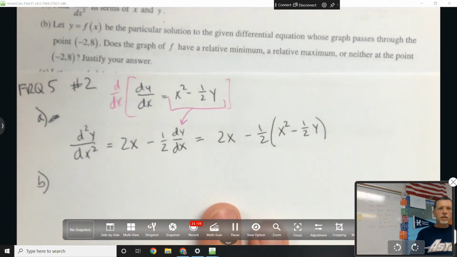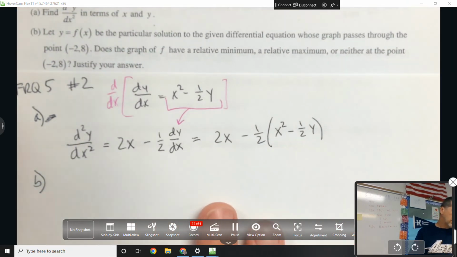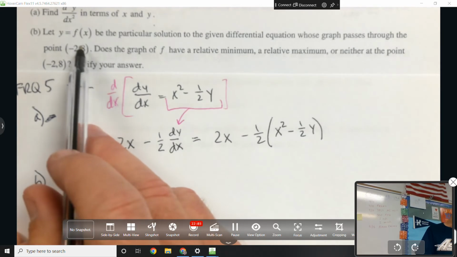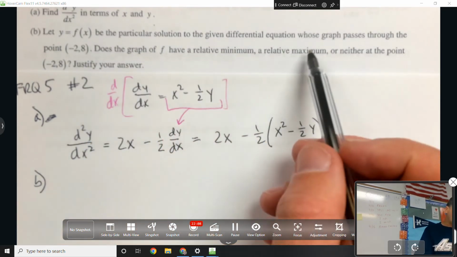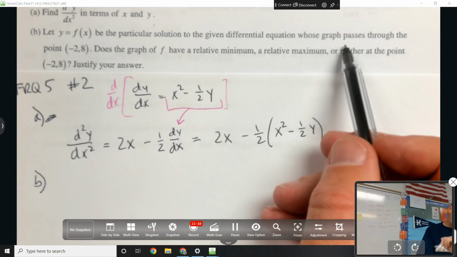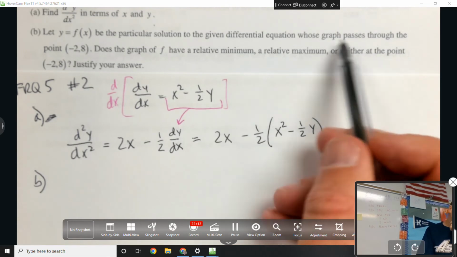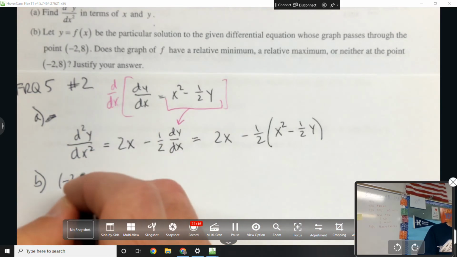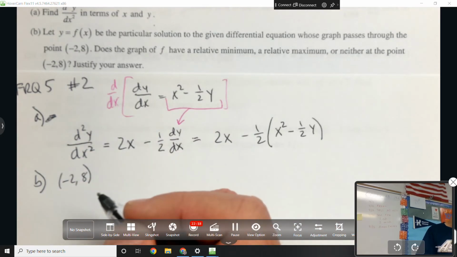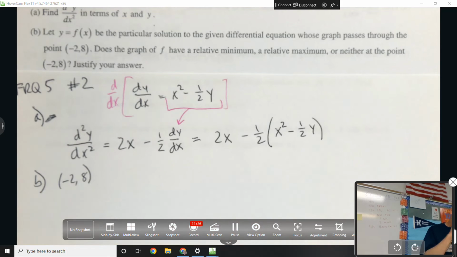Part B. Let y equals f of x be the particular solution to the given differential equation whose graph passes through the point -2, 8. Does the graph of f have a relative minimum, relative maximum, or neither at -2, 8?